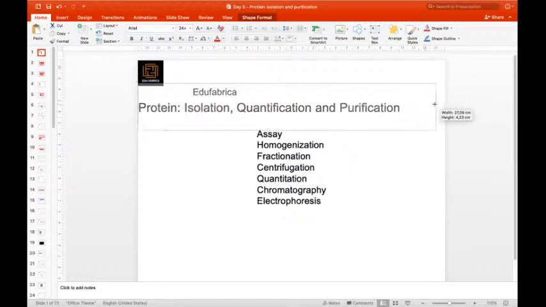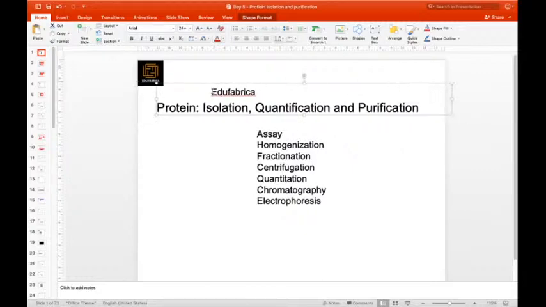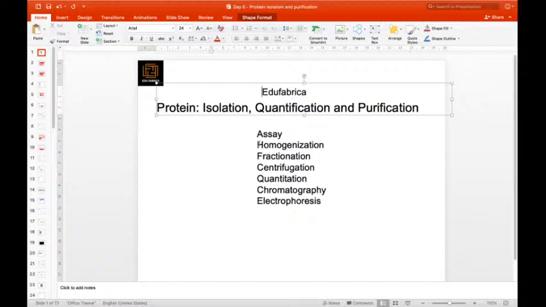Why is it not coming in the middle like this? And this should go there. Yeah, so these three different parts will be dealt with.